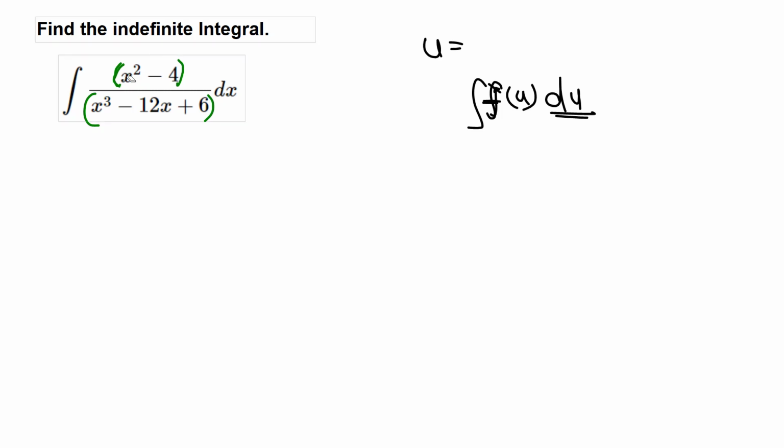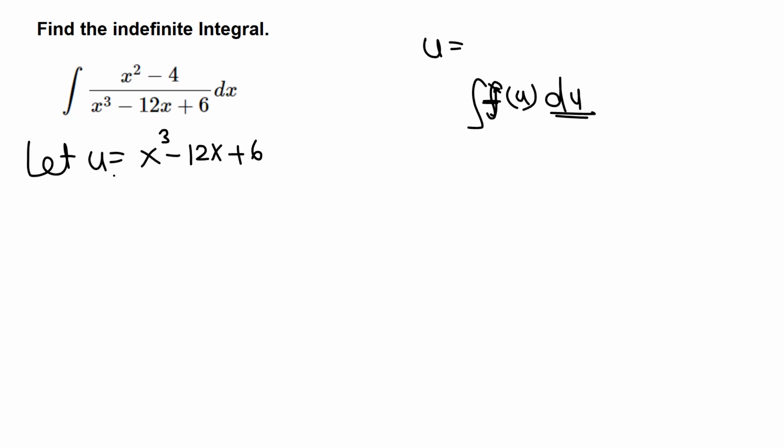Generally, we don't write parentheses, so let u be the inside function, and when we have a fraction, the bottom one is the u, because this is more complicated than the top. So we are trying to simplify. So the bottom, x cubed minus 12x plus 6. Okay, so now from this u, hopefully we have this part done, a function of u.